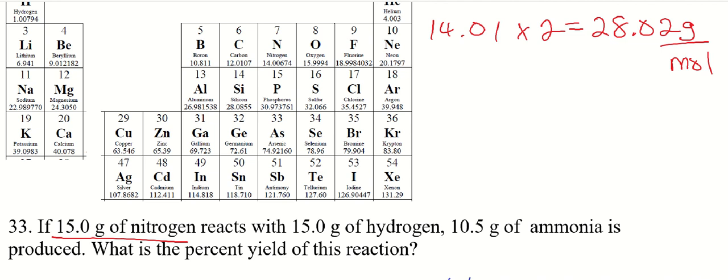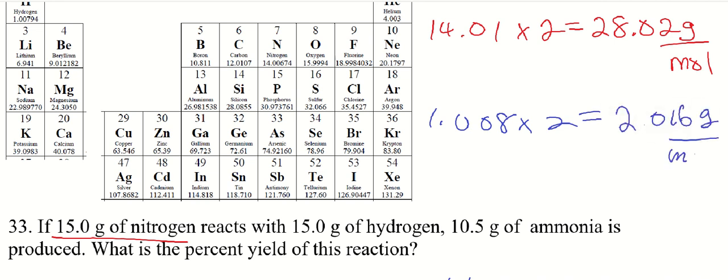Since we're already here, let's do H2. Hydrogen is up here. 1.008 times 2 is going to be 2.016 grams per mole. So we got the hydrogen, because we'll probably have to do that later: the molar mass for nitrogen and the molar mass for hydrogen.